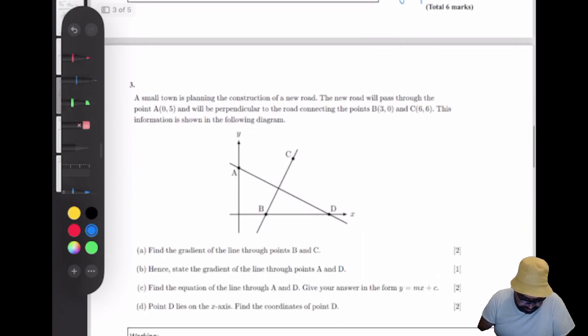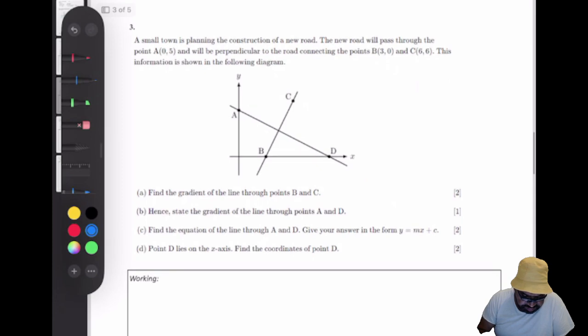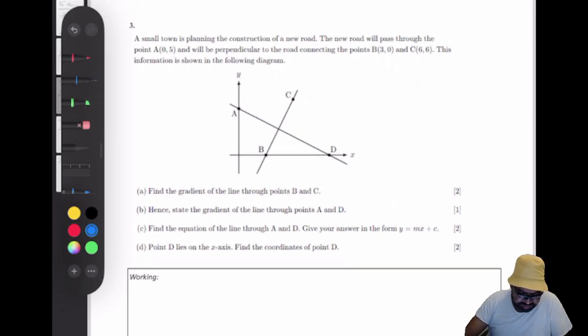Question 3. A small town is planning the construction of a new road. The new road will pass through the point A (0, 5) and will be perpendicular to the road connecting the points B (3, 0) and C (6, 6). This information is shown in the following diagram. Find the gradient of the line through points B and C.